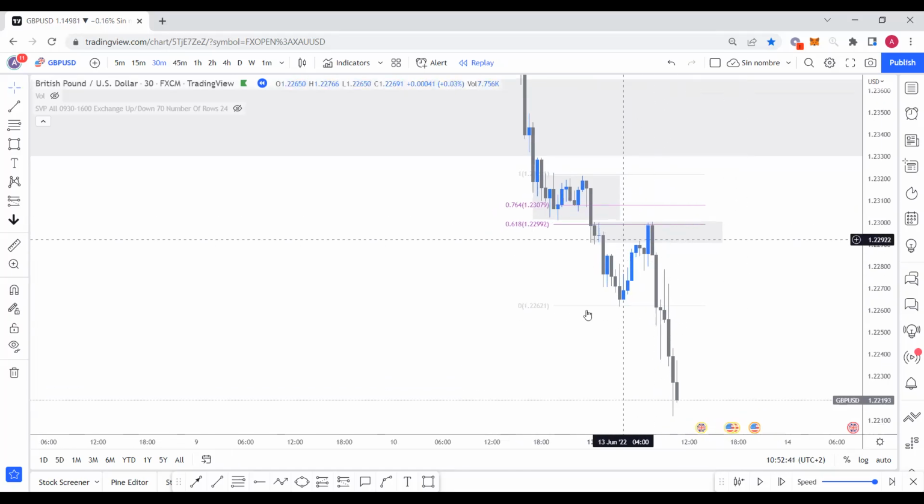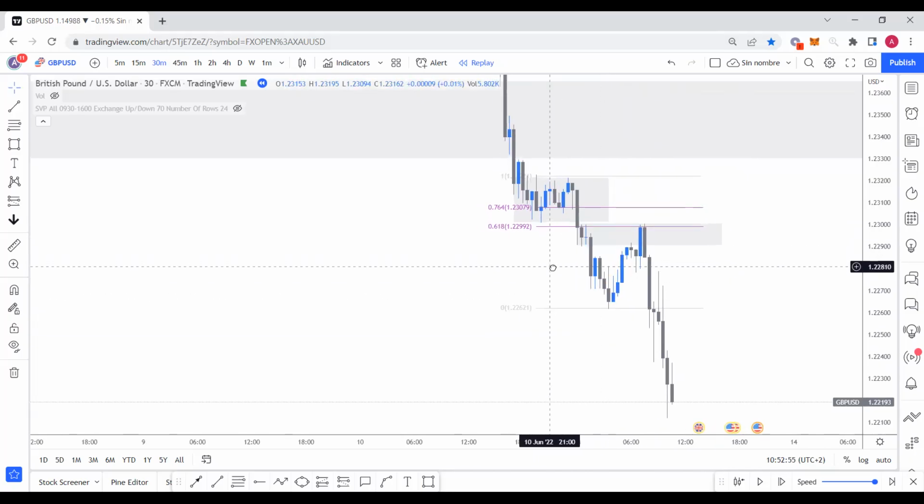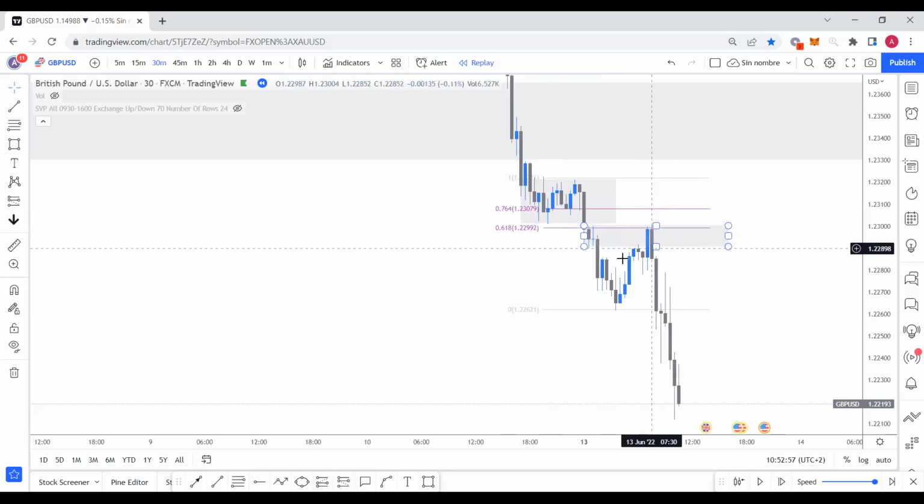Okay, as well, price is taking out the liquidity it left throughout the Asia session. This was the seller's liquidity, this high right here, and this high right here was the Asia liquidity. And this is exactly the setup I was looking out for today.